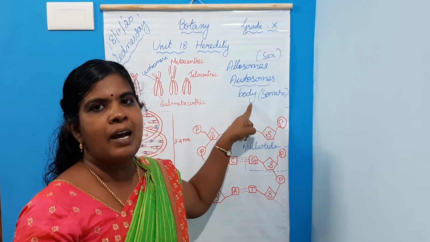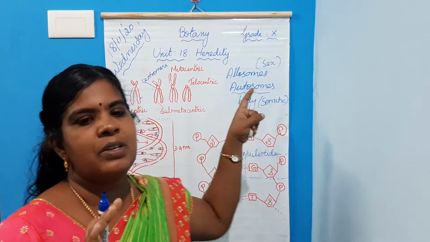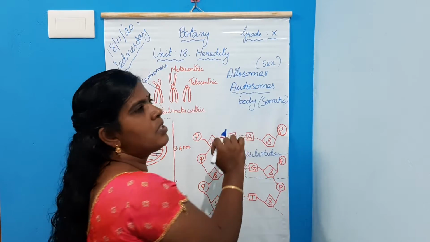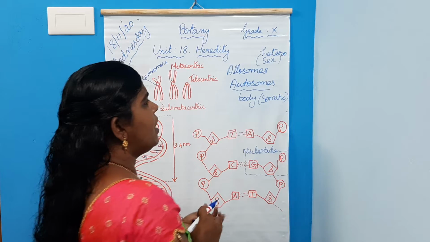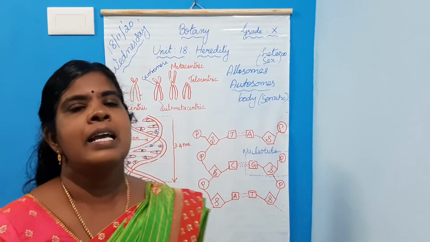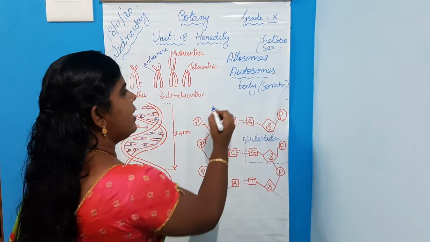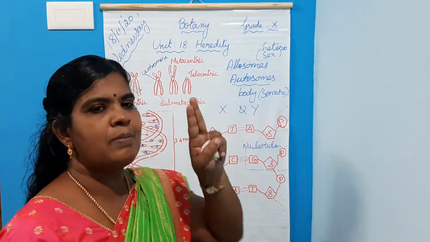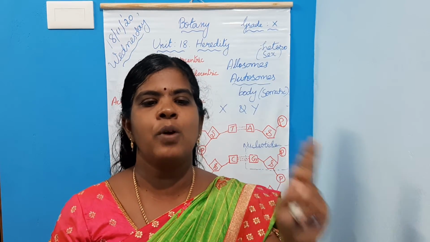Male and female have the same or equal number of autosomes. Then allosomes are otherwise termed as sex chromosomes or heterochromosomes. There are two types of sex chromosomes, X and Y chromosomes.